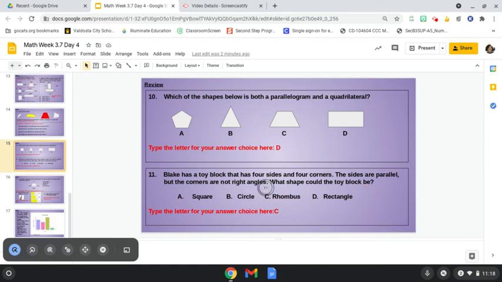Blake has a toy block that has 4 sides and 4 corners. The sides are parallel, but the corners are not right angles. What shape could the toy block be? Well, it can't be a square because that has right angles. It's not a circle. A circle does not have any right angles. Okay? And it doesn't have any corners or sides. It can't be a rectangle. Okay? So the answer here is C, a rhombus.